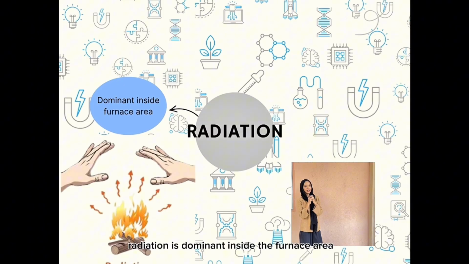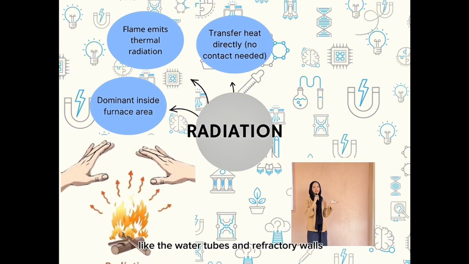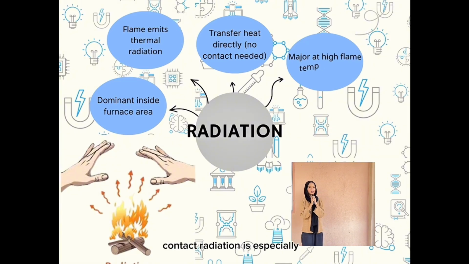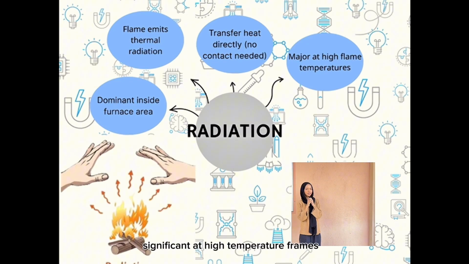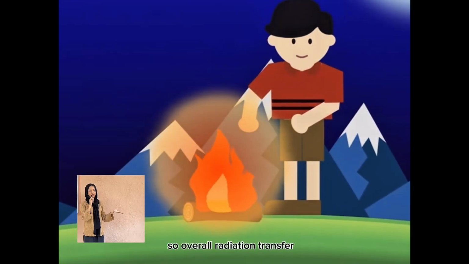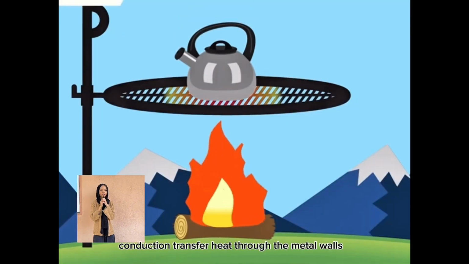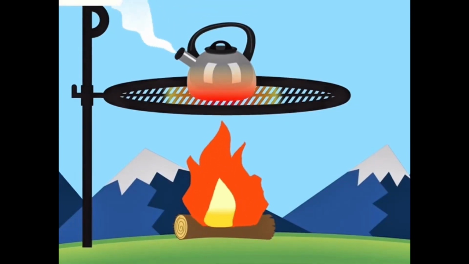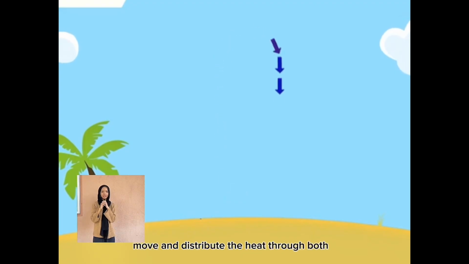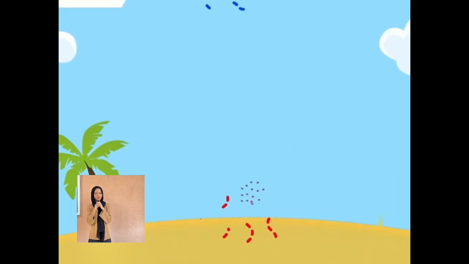Radiation is dominant inside the furnace area. The flame produces thermal radiation which directly transfers heat to the surrounding surfaces like the water tubes and refractory walls without needing contact. Radiation is especially significant at high temperature flames and contributes a large portion of heat transfer at the initial combustion zone. So overall, radiation transfers heat from the flame to the metal tubes, conduction transfers heat through the metal walls, and convection helps move and distribute the heat through both the gases and the water, which speeds up steam formation.